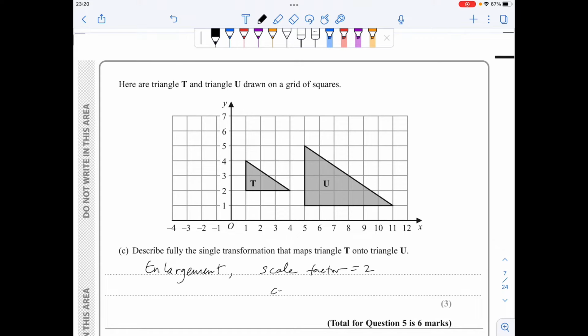And we need the center of the enlargement. Now to do so, I will connect two sets of corresponding vertices. For example, I will connect these two, extend the line, these two, extend the line, and see where those two lines meet. Now, these lines meet at -3, 3. Hence, this is my center of enlargement.